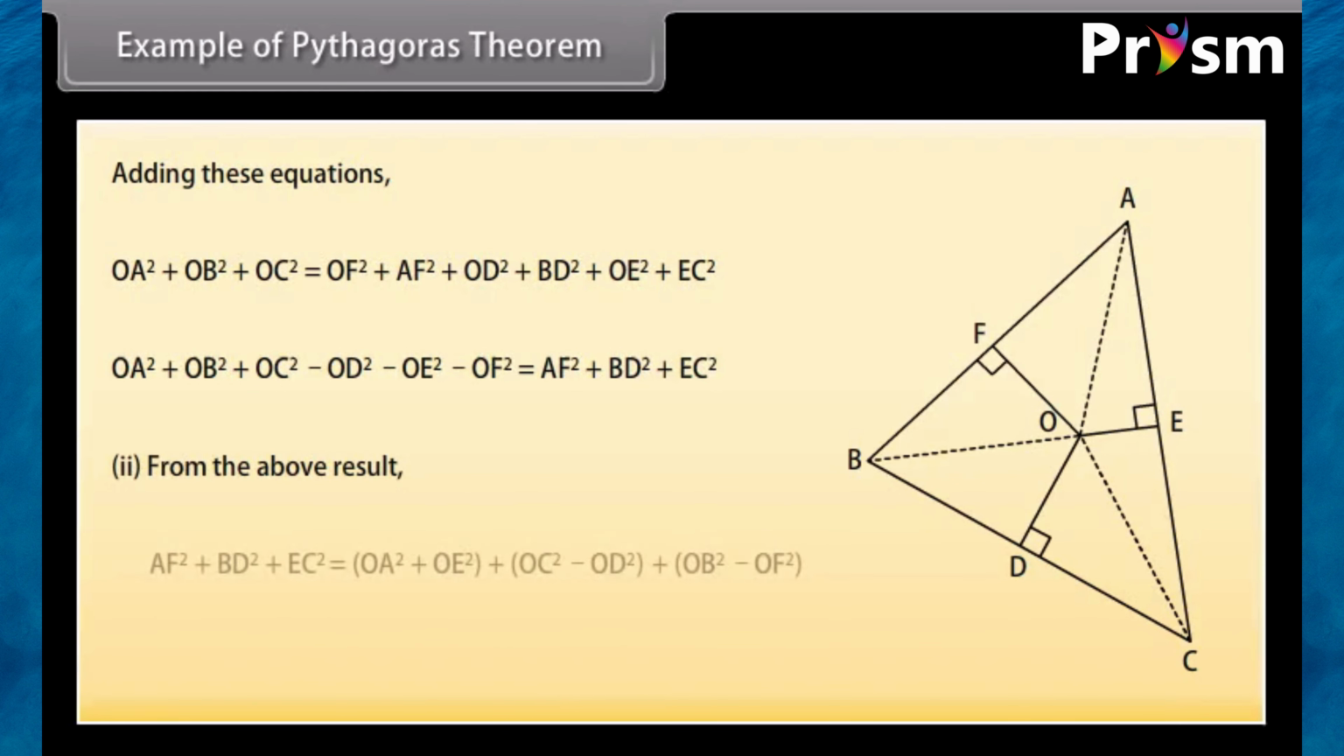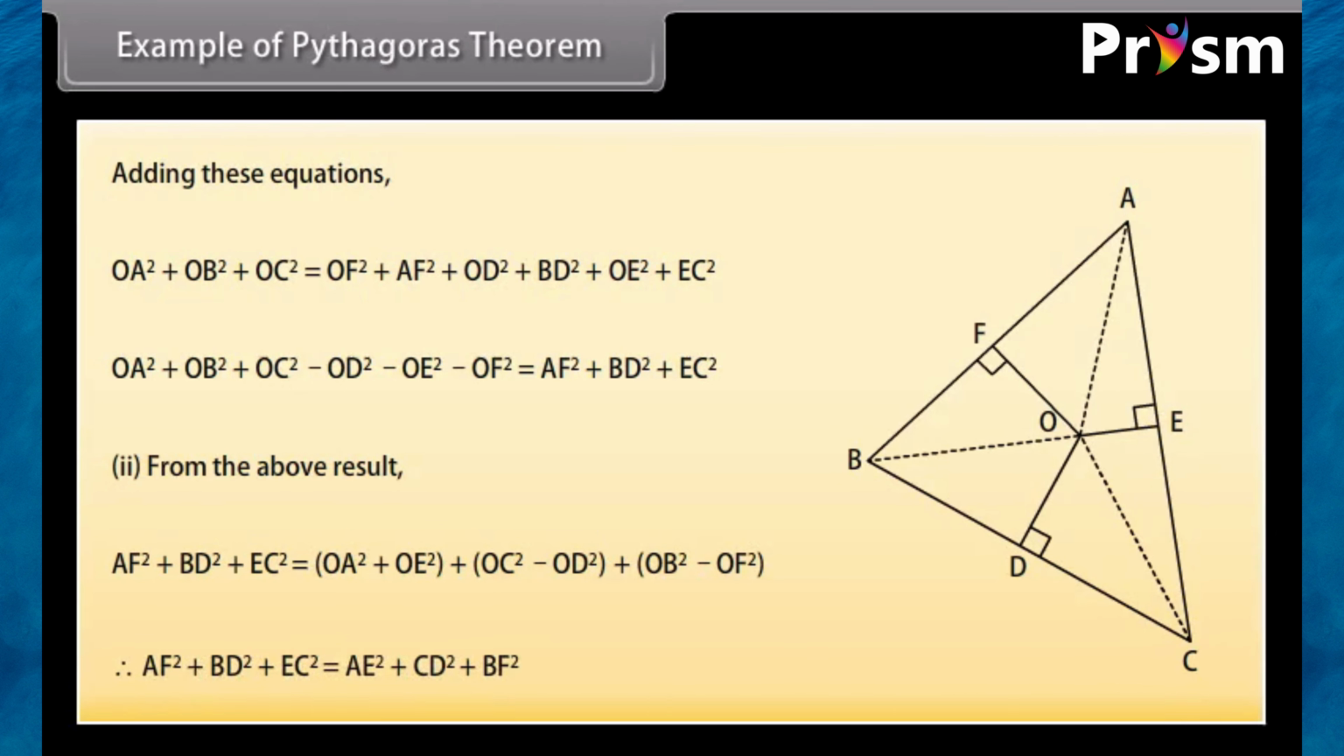From the above result, AF square plus BD square plus EC square equals OA square minus OE square plus OC square minus OD square plus OB square minus OF square. Therefore, AF square plus BD square plus CE square is equal to AE square plus CD square plus BF square.